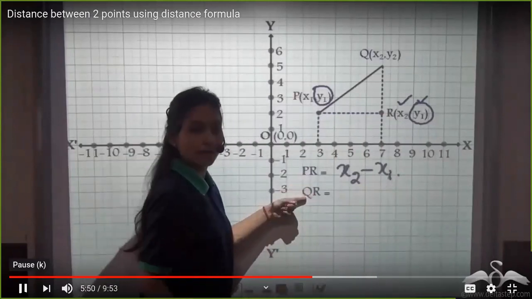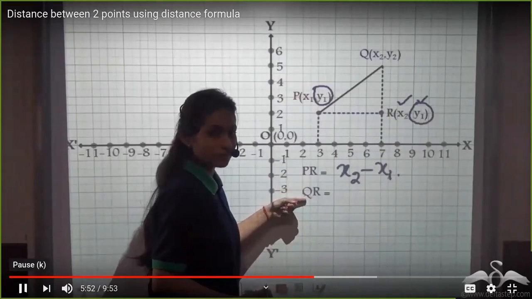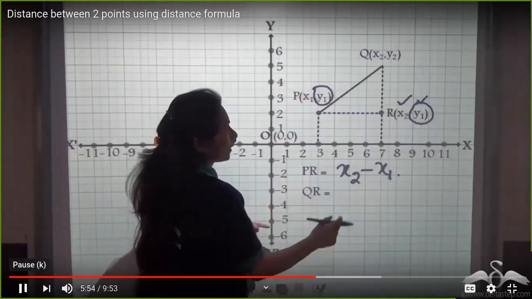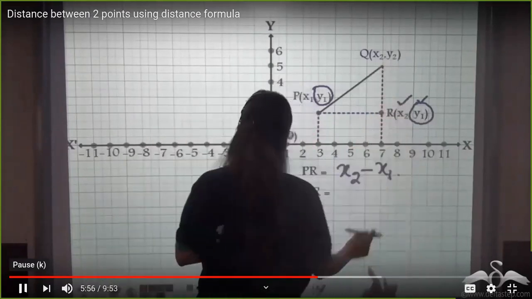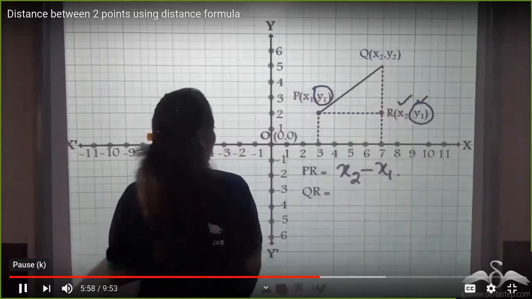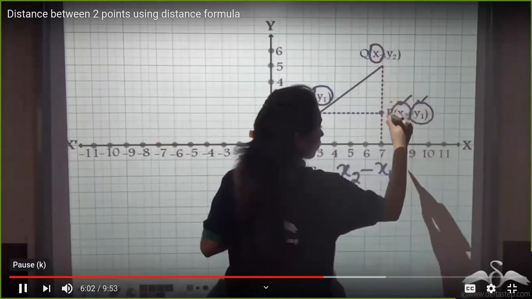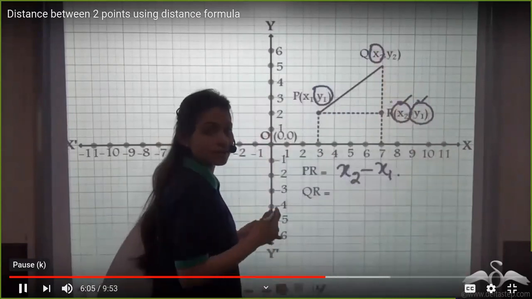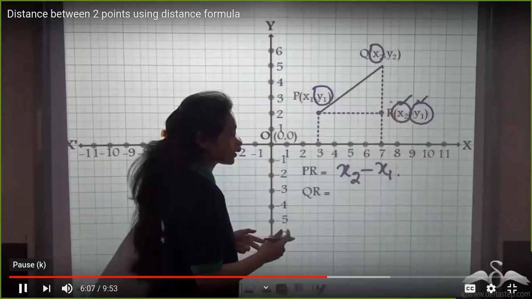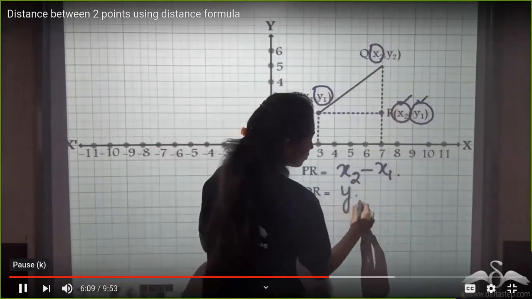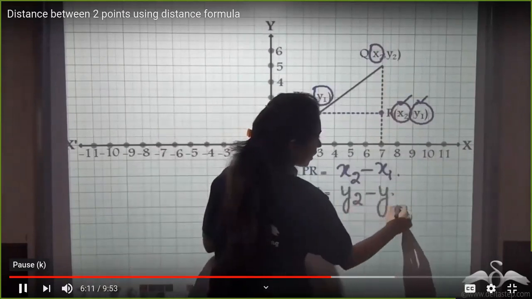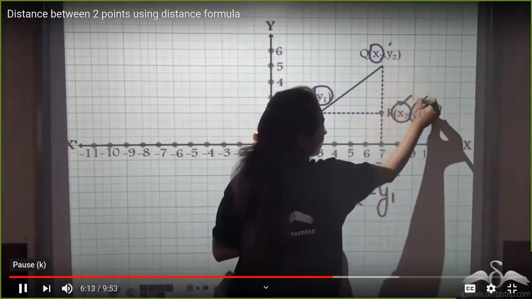Now, what about QR? Can you tell me? QR will be the distance between Q and R. Now I can see that both Q and R have the same x coordinates. So to find their distance, we have to subtract their y coordinates. So QR will be y2 minus y1. We are subtracting the y coordinates.